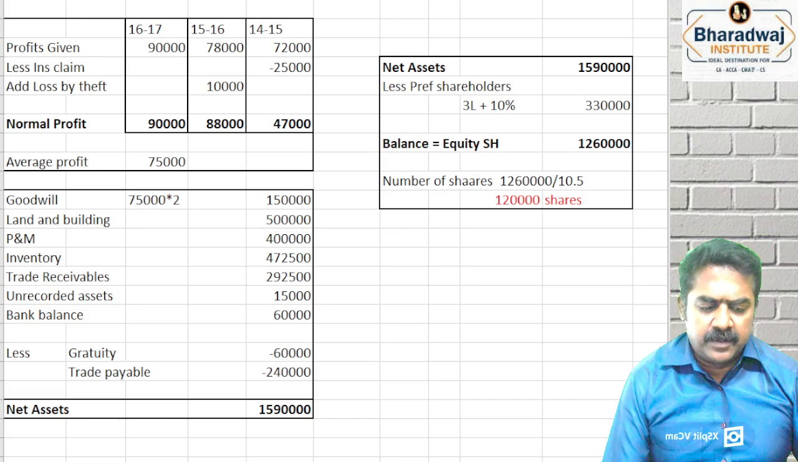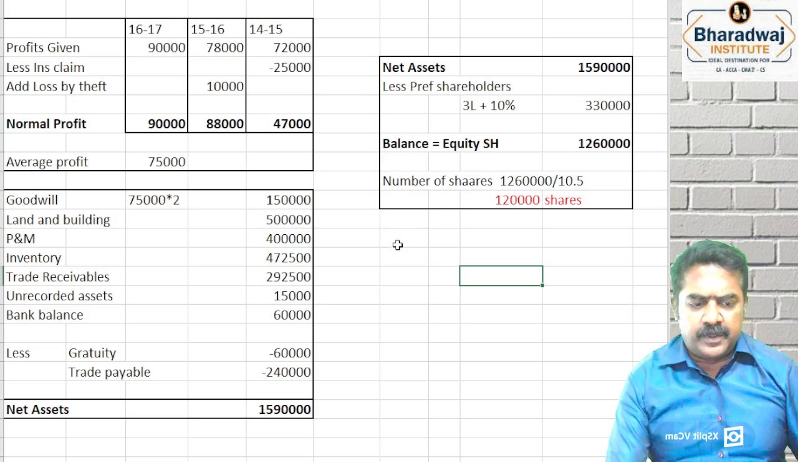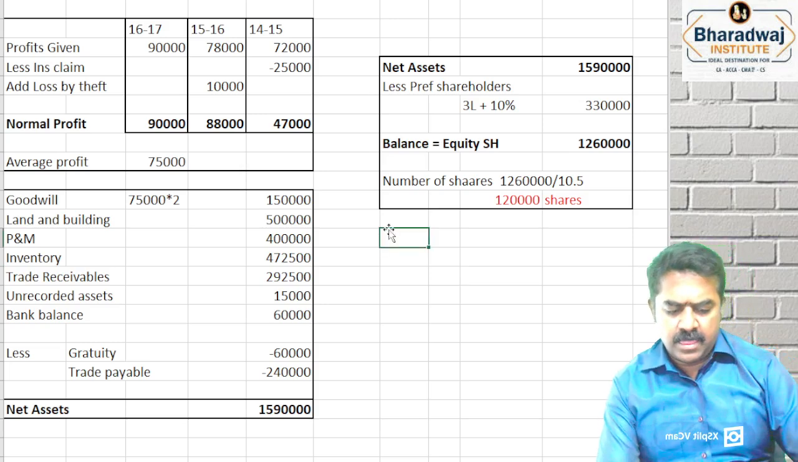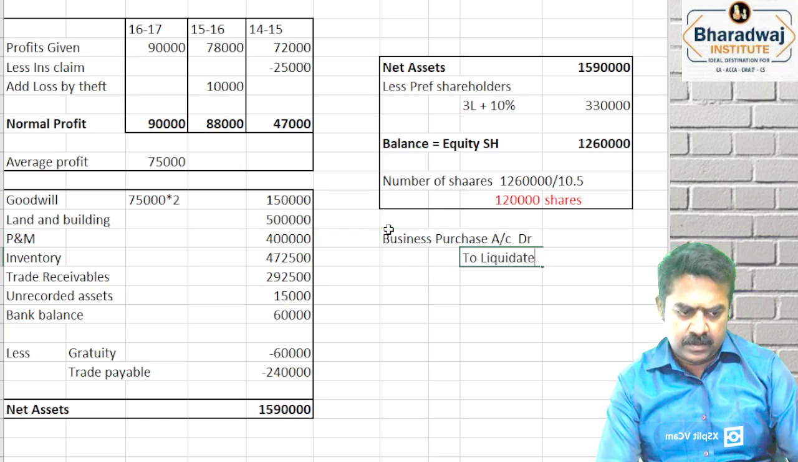Shall we try the journal entry? What is the first entry you will pass? Business purchase account, debit to which account? 15,92,000.